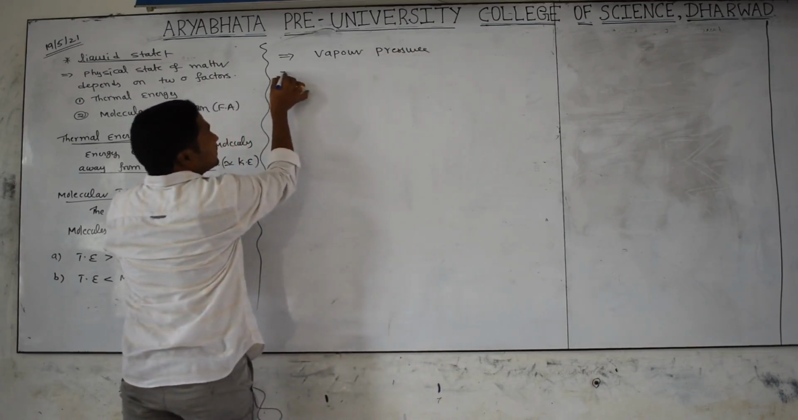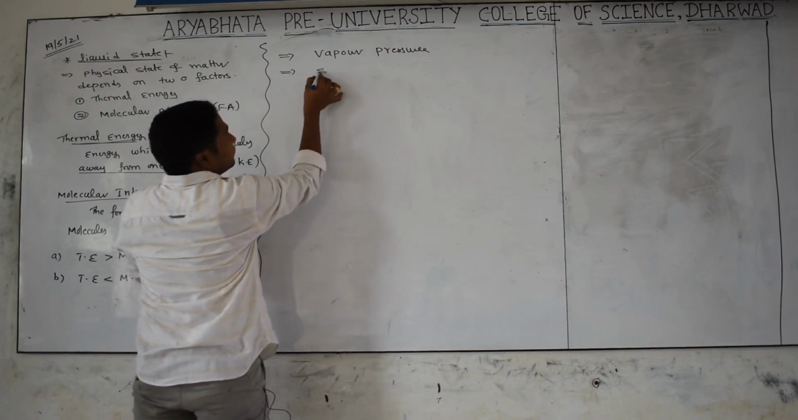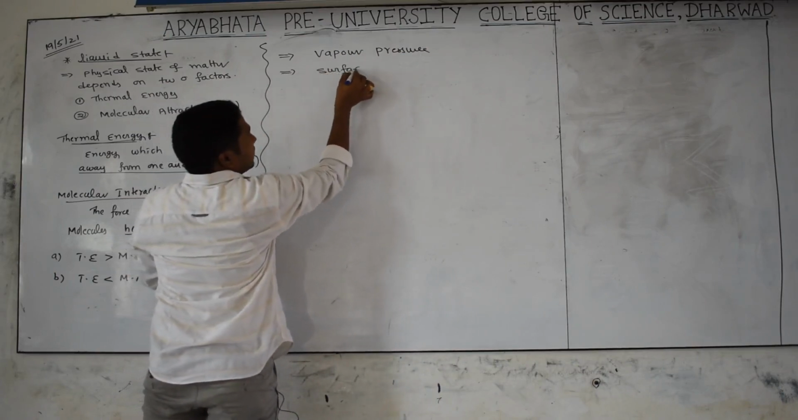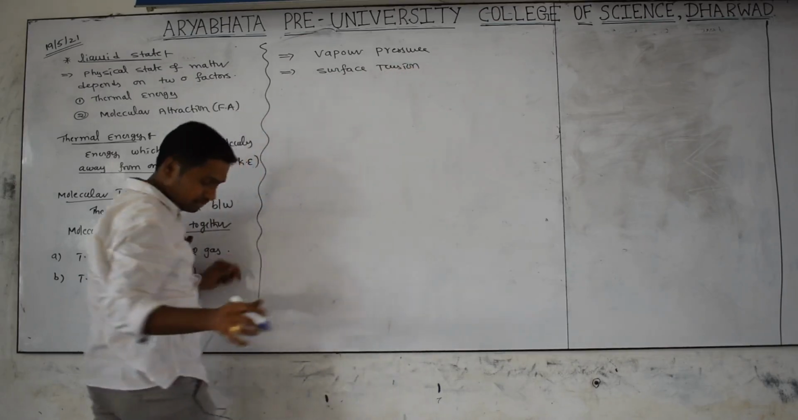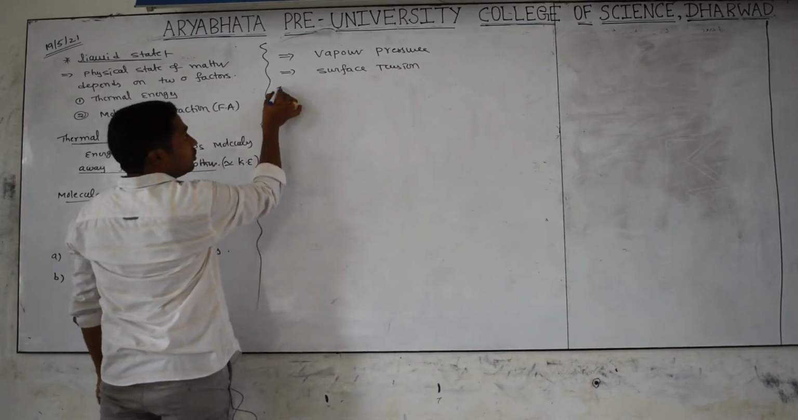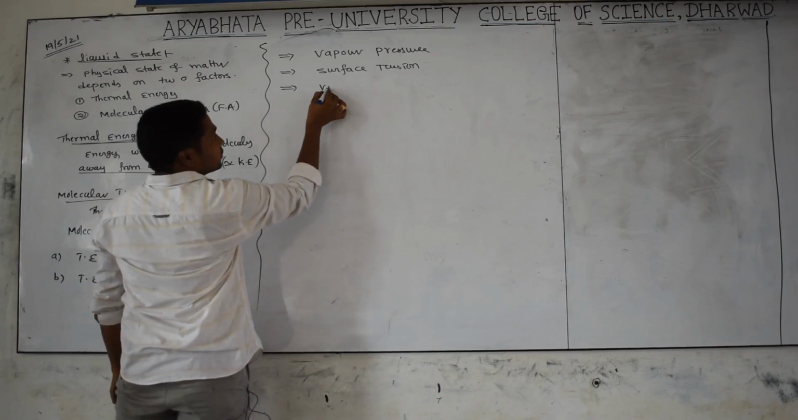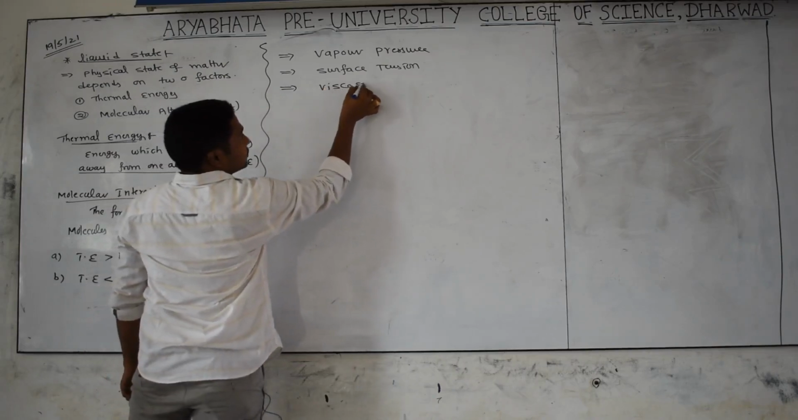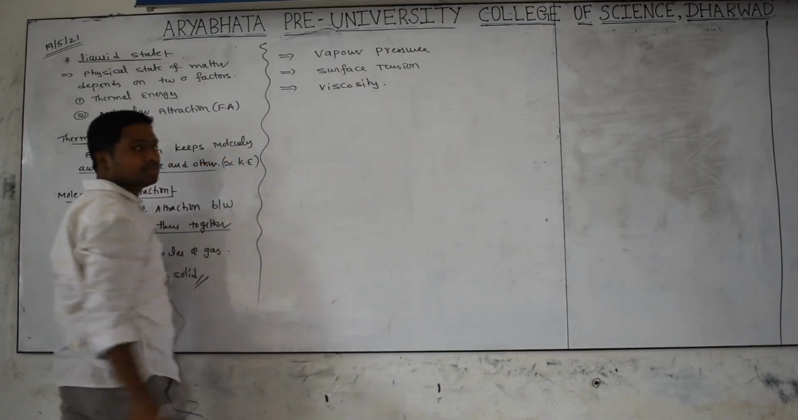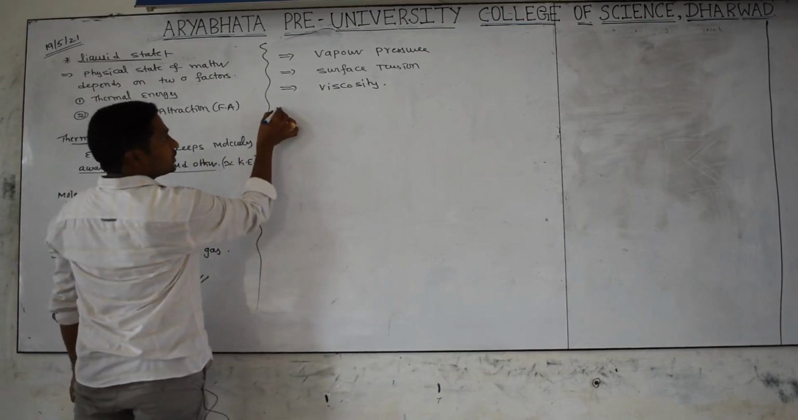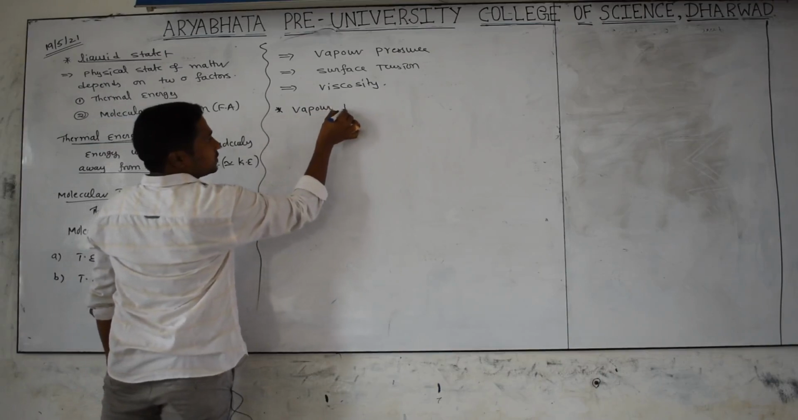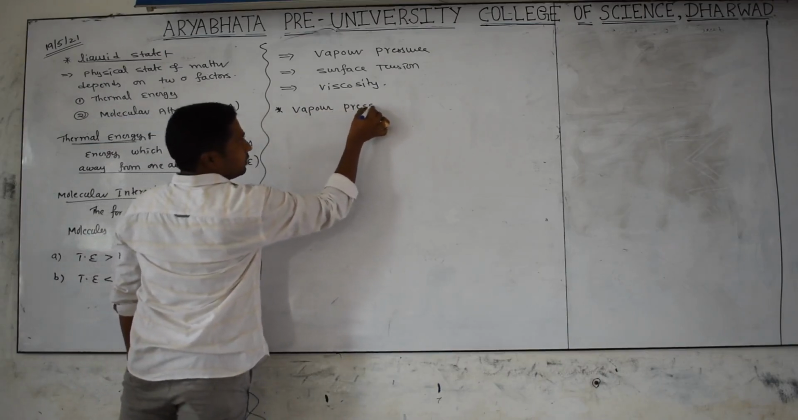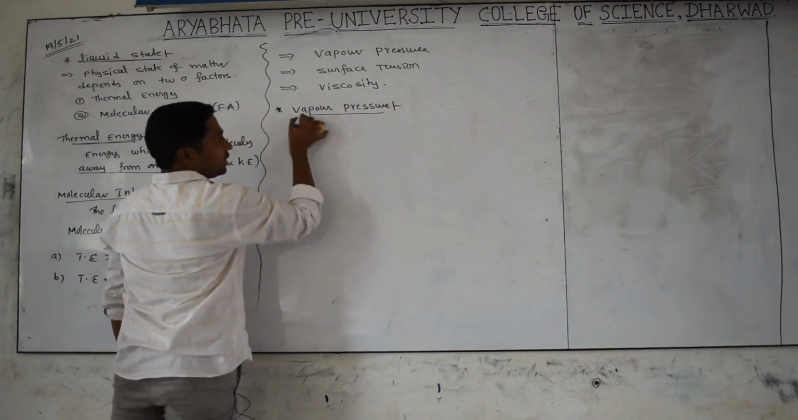Second one is surface tension. In physics you learn it briefly, but here we are learning the definitions and main things in chemistry. And the third property is viscosity. Viscosity we are discussing. First of all, we are explaining the vapor pressure of a liquid. It is a very important thing.